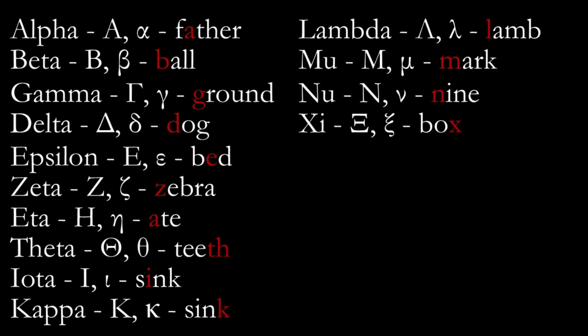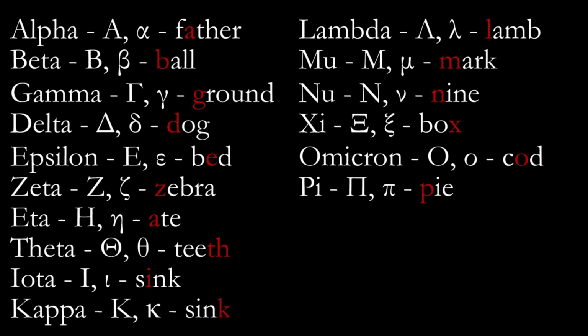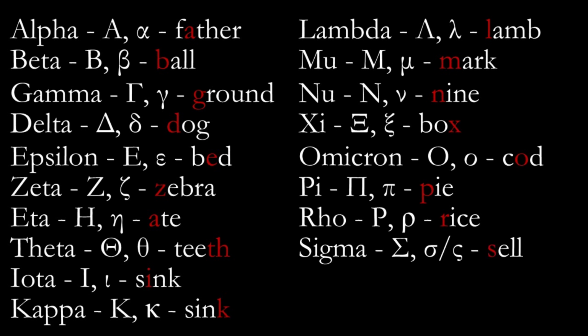Xi makes the X sound like in box. Omicron makes the short O sound as in cod. Pi makes the P sound as in pie. Rho makes the R sound as in rice. Sigma makes the S sound as in cell. And an extra note here that when a word ends with the letter sigma, the shape changes slightly. This is called a final sigma, but the sound remains the same.